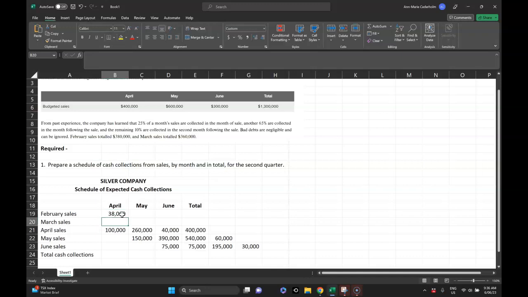So now in March, sales totaled 360. So I have 25% collected in March, 65% collected in April. So I'm going to do 360 times 65%. And then I have 10% collected in May. So I'm going to do 360 times 10%.